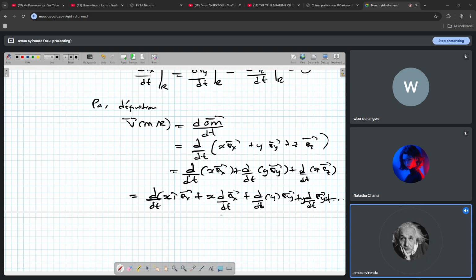Now, this is 0, and this is 0. Same thing for the part where we'll be differentiating ez, it will also get 0. So we have 0, 0, 0, 0.